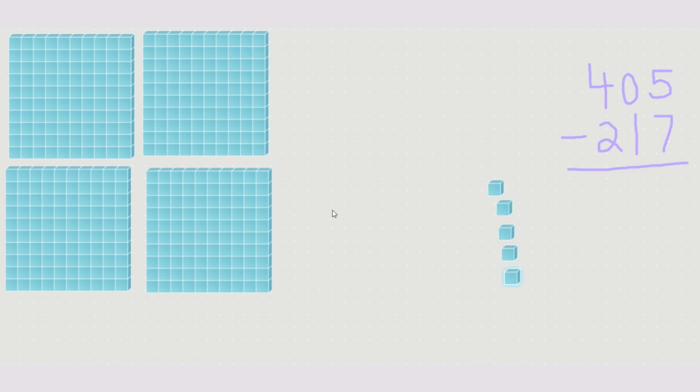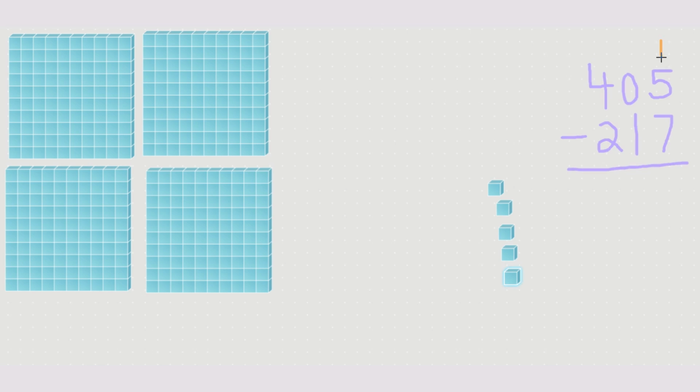Now you may notice there are no 10 sticks. Of course, that's because there are 0 tens in 405. This is called subtracting across a middle zero. And sometimes this can be confusing. So let's look at it.